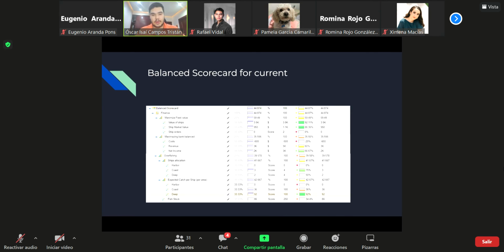The balanced scorecard for current. Actually, this helped me a lot to understand the situation because of the KPIs established in every sense of the simulation, like, for example, the finance ones, the value of the ships. We can see that I have 92.11%, so I know that I am almost reaching my goal, but not enough. The same is true in all the other KPIs that help me to understand my situation and how I'm going to get my score.